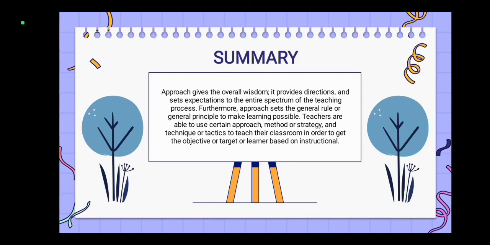Okay, in the last summary, approach gives the overall wisdom. It provides direction and sets expectation to the entire spectrum of the teaching process. Furthermore, approach sets the general rule or general principle to make learning possible. Teachers are able to use a certain approach, method or strategy, and technique or tactic to teach their classroom in order to get the objective or target of learning based on instruction.